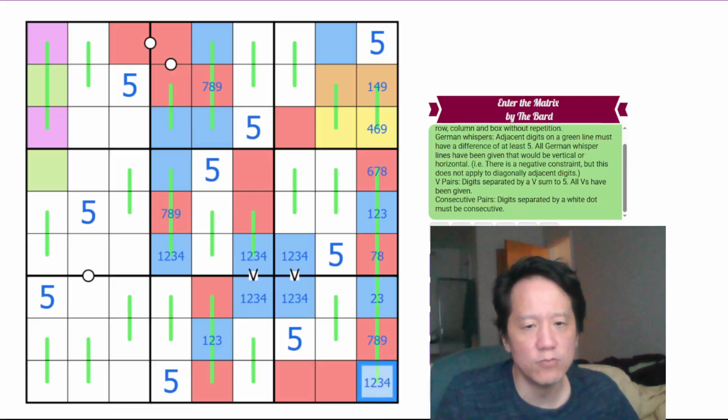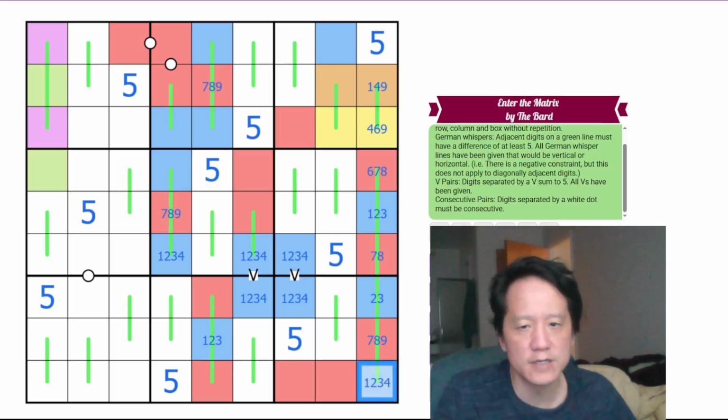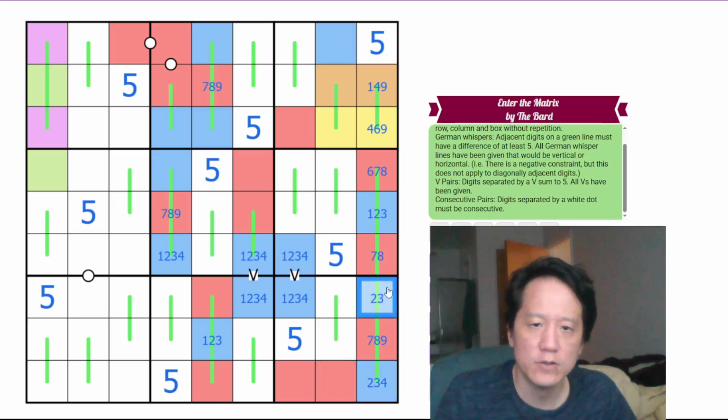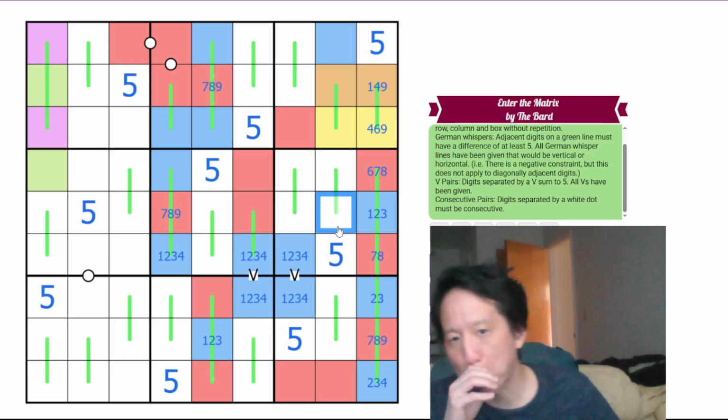Oh, this can't be 1. If this were 1, this would be next to a high, and that's not allowed, because then this would be a German whisper line. So this can't be 1 either. So if 1 is here, this is a low then also.